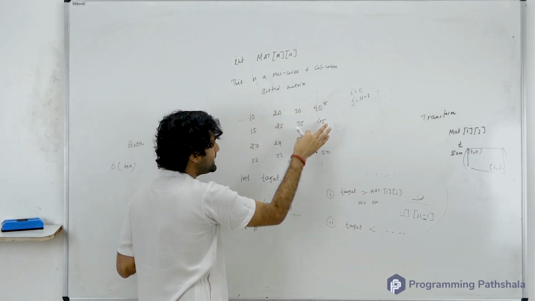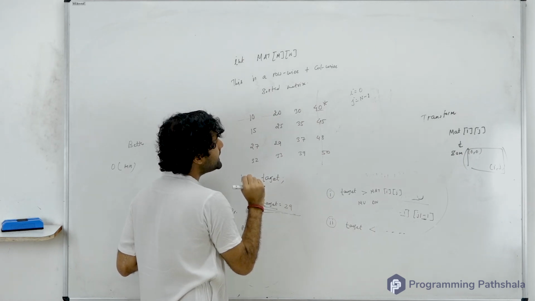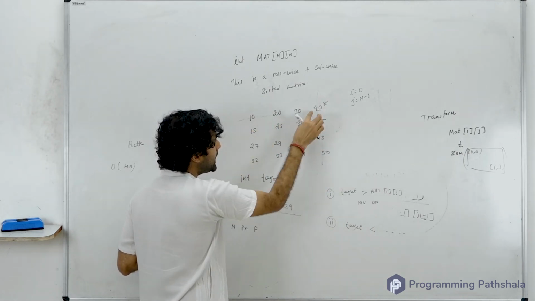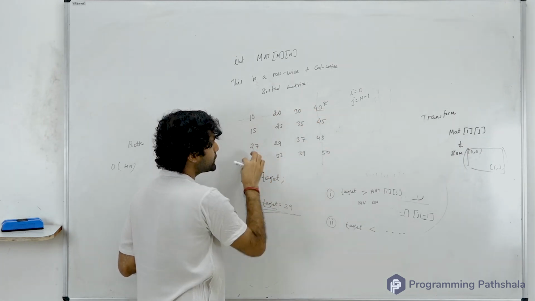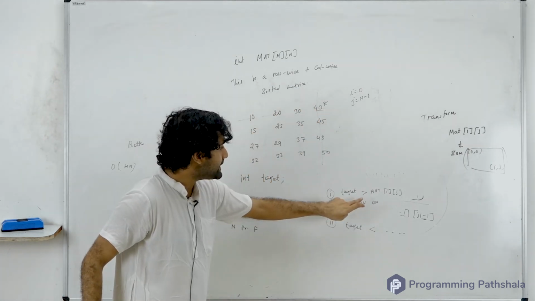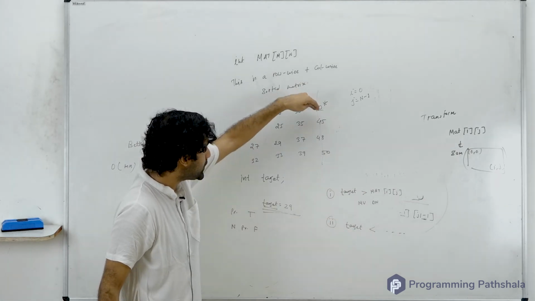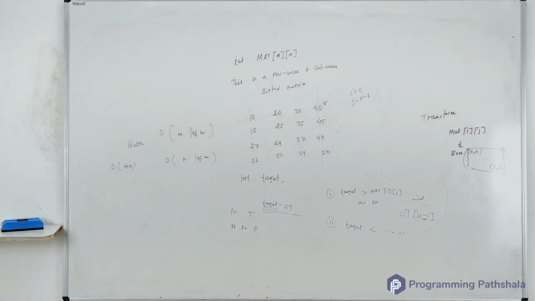So only this much part is useful to me now. Previously, when I was moving down, this much part was useful. And now when I am moving left, this much part is useful. So when your target is greater, you are moving down. And when your target is smaller, you are moving back. So that way it becomes very easy for me.